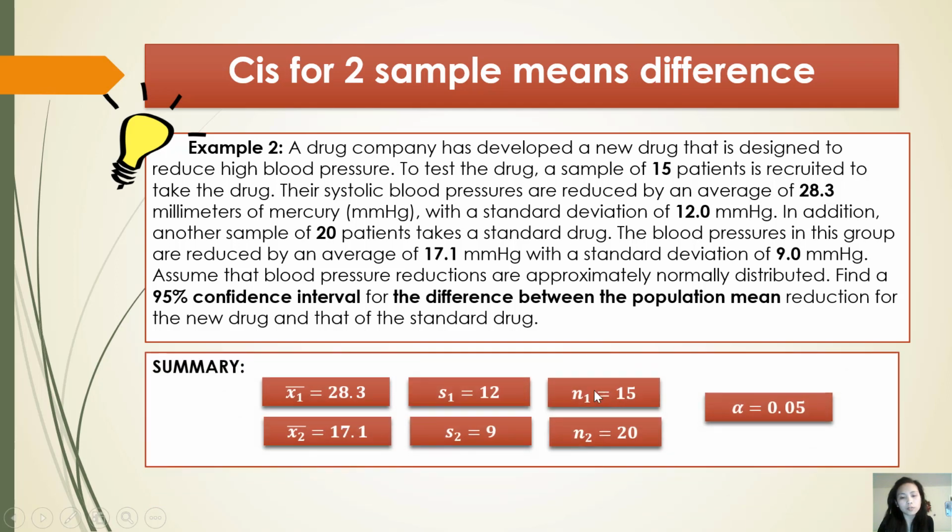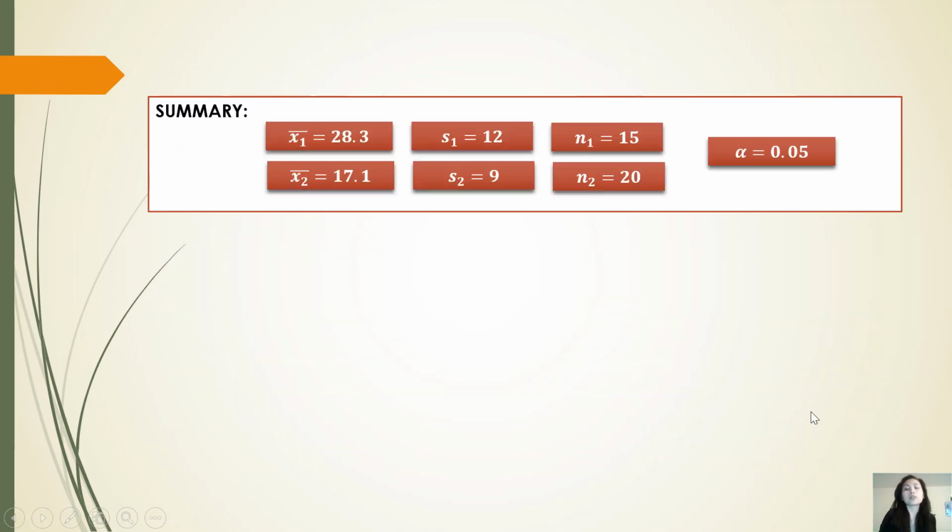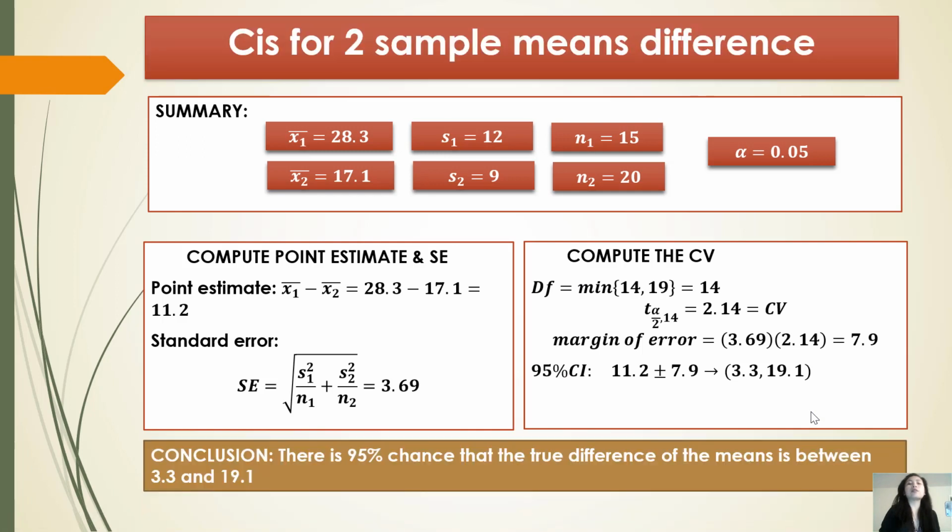So for summary, the first sample mean is 28.3, the second sample mean is 17.1. The first sample standard deviation is 12, the second sample standard deviation is 9. The first sample size is 15, the second sample size is 20, and the significance level is 0.05. And now we find the CI. Remember the CI is the point estimate plus or minus the margin of error, and the margin of error is the standard error times the critical value.